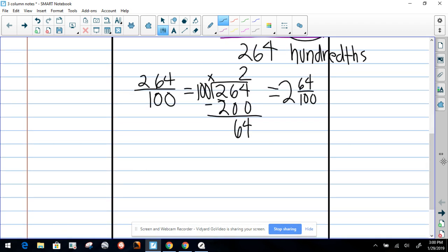Oh, one more thing. Remember to convert this one into a decimal. So 2 and 64 hundredths. So now you have two answers that are the same, just one written as a mixed number, which is a whole number and a fraction, and a decimal mixed number, which is a whole number and a decimal.